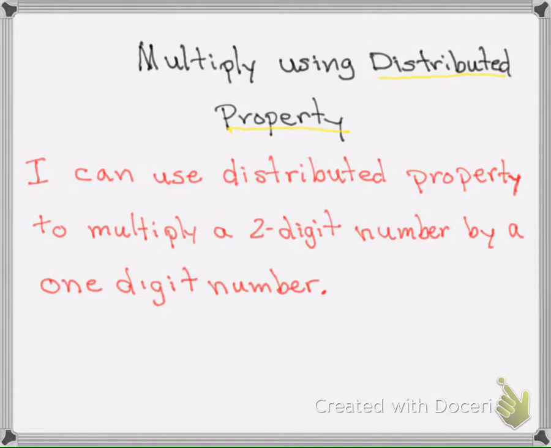Today we're talking about multiplying using the distributive property. Your objective is: I can use the distributive property to multiply a 2-digit number by a 1-digit number.